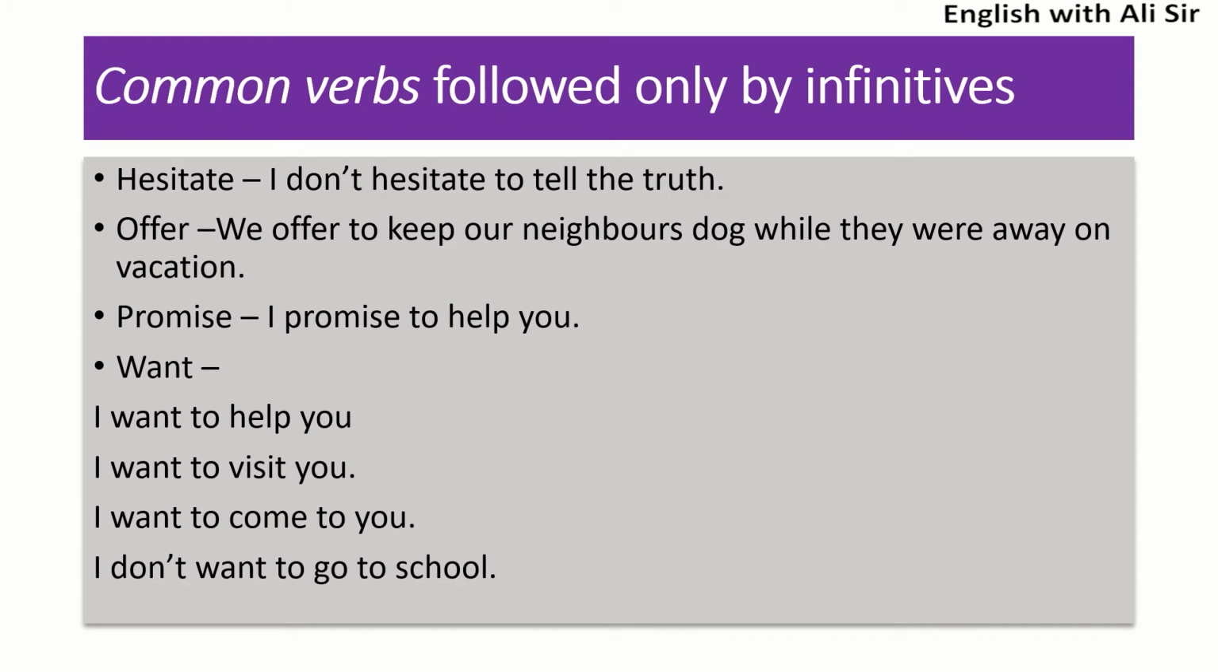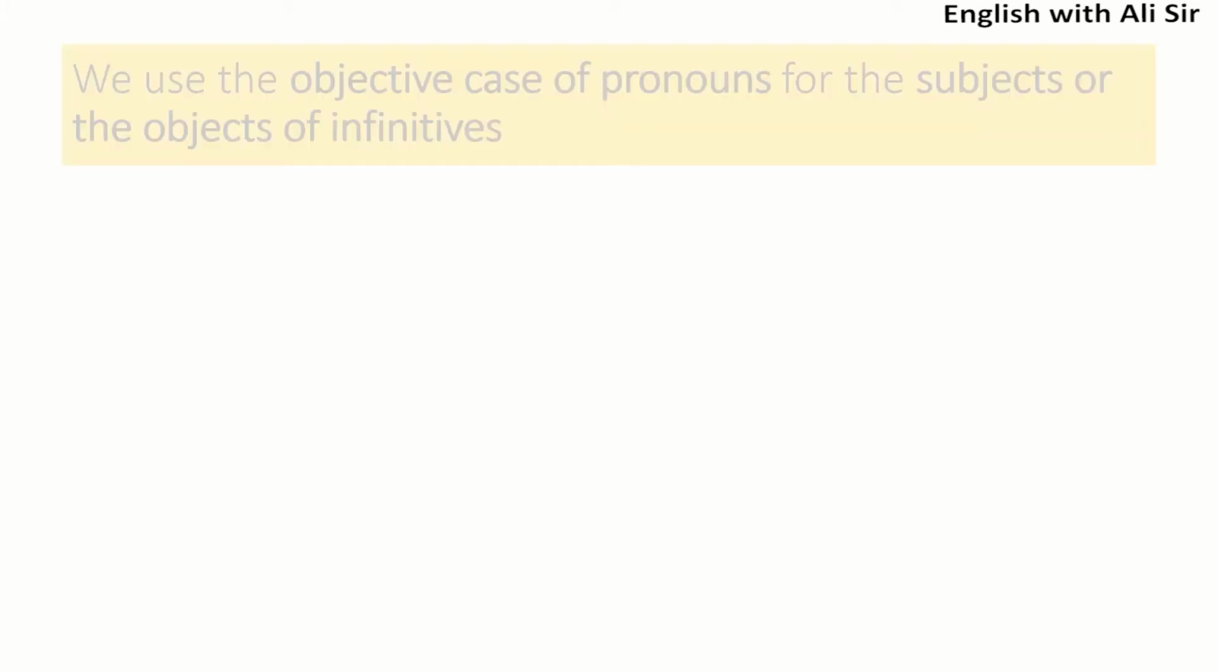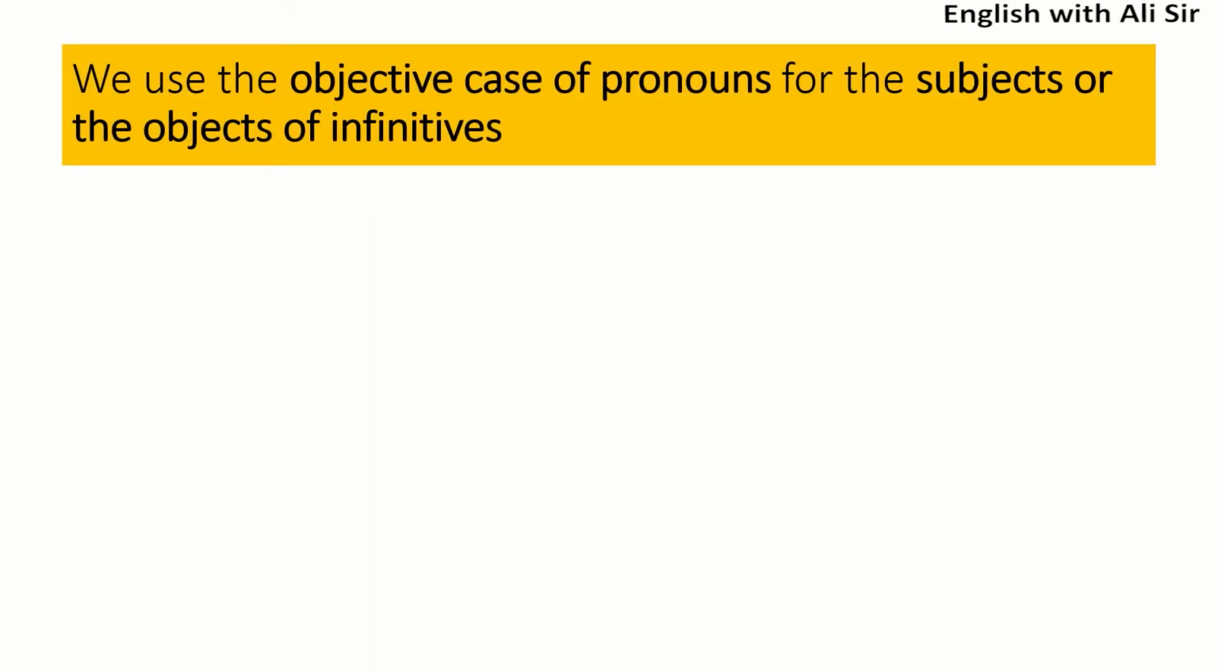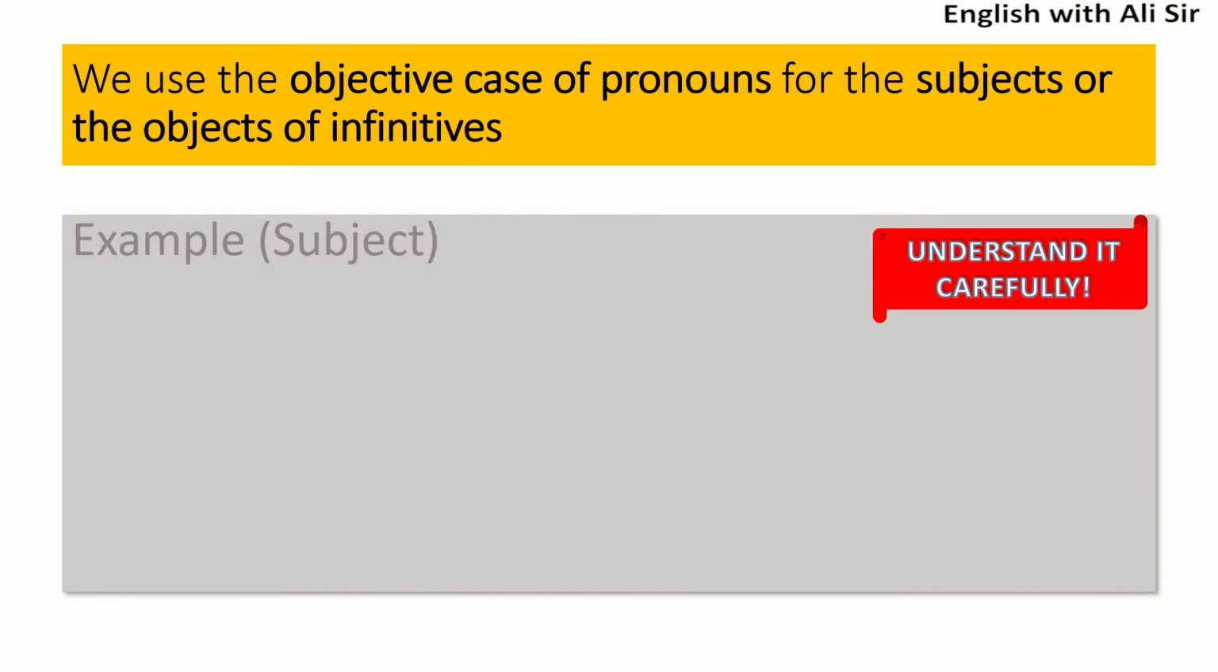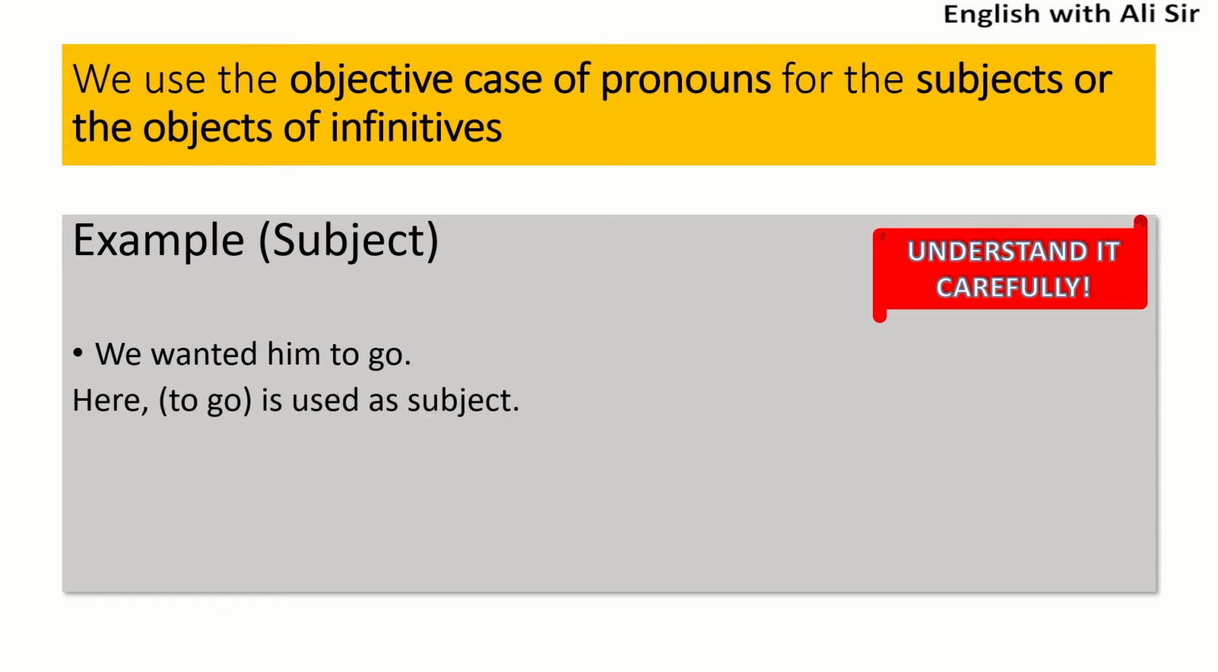We use the objective case of pronouns for the subjects or the objects of infinitives. For example, if we take an example of subject: we wanted him to go. Here him has been used as subject of to go. We wanted Ali to beat her. So that means it has been used with her, so here it is the object.